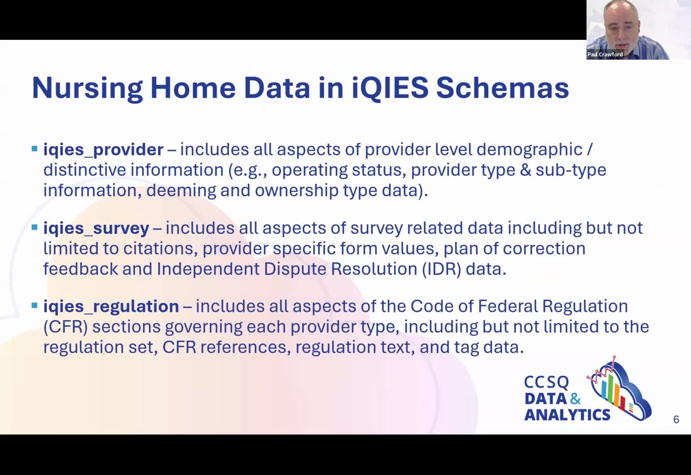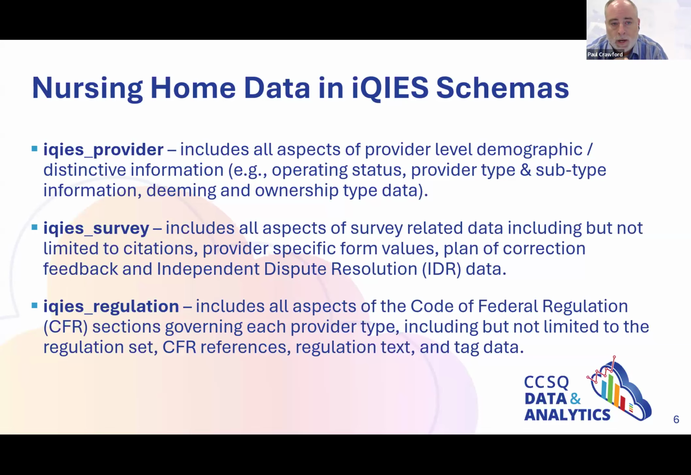The first schema is the iKeys provider schema. This schema has all of the provider level information. So it's going to include your operating status, provider types, subtypes, deeming information, and their physical addresses. There is a primary address, and then they have all of their other addresses. That's something that's a little different in iKeys than what it was in the past.